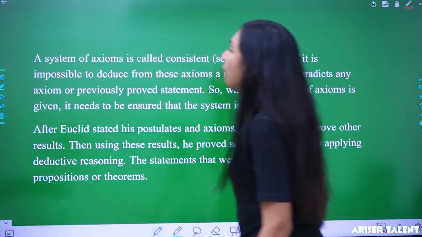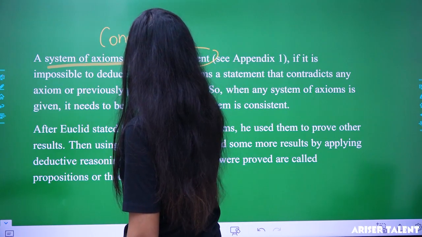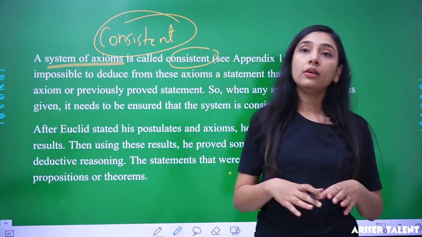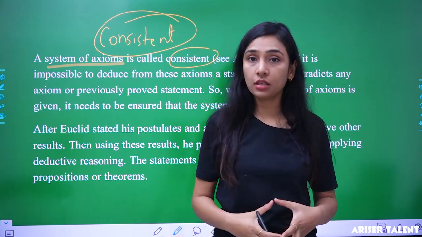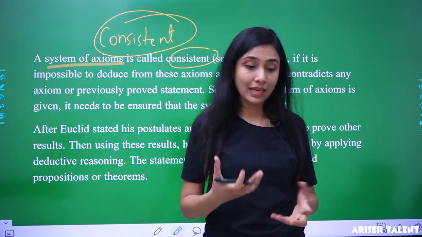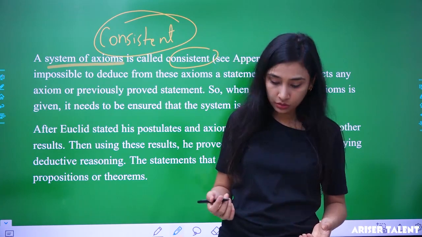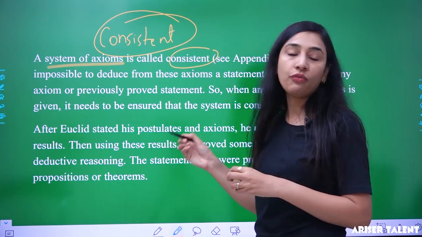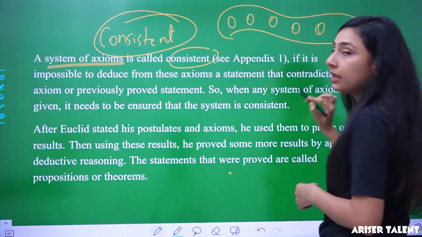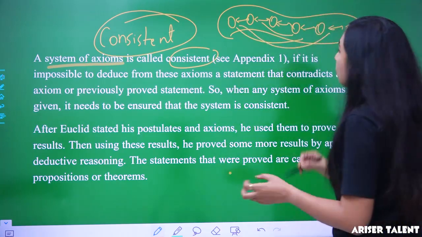Now, a system of axioms is called consistent. What does it mean for a system to be consistent? We have read so many axioms of Euclid, and they should not contradict each other, because axioms are like pre-approved statements. We are going to use these axioms to prove other things. If you have a bundle of, say, 1, 2, 3, 4, 5, 6, 7 statements, and with the help of any of these you can prove something, then there should be no contradiction among them. They should not contradict each other.